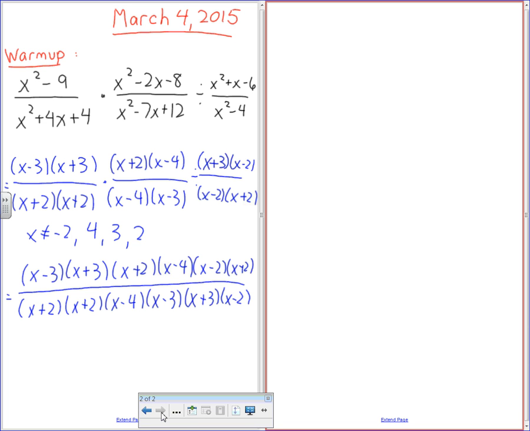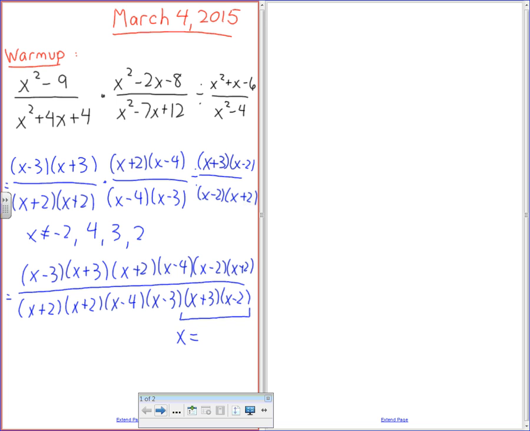Can someone tell me what my new restrictions are before I start canceling? Oh, and go. X not equal negative 3. Yeah. 2 also counts here because it's just from these two, right? So x cannot equal negative 3 and 2. 2's already there, but I'm going to write it again.